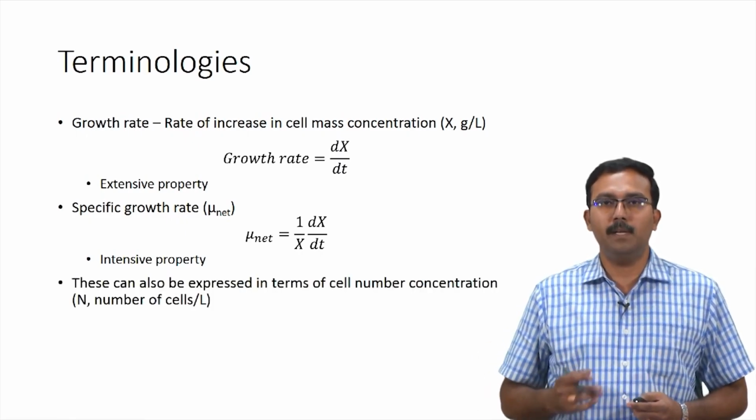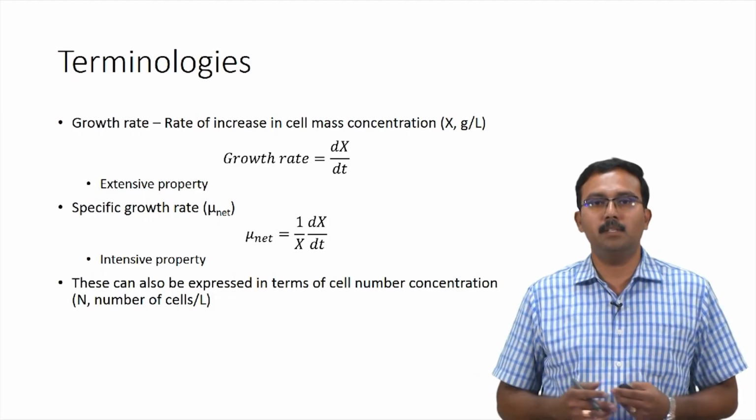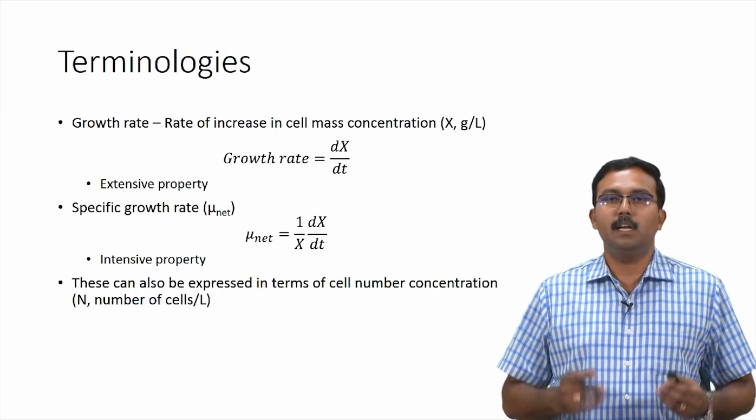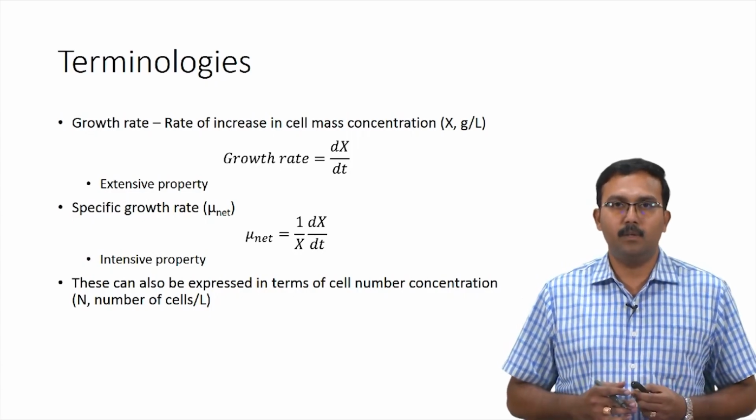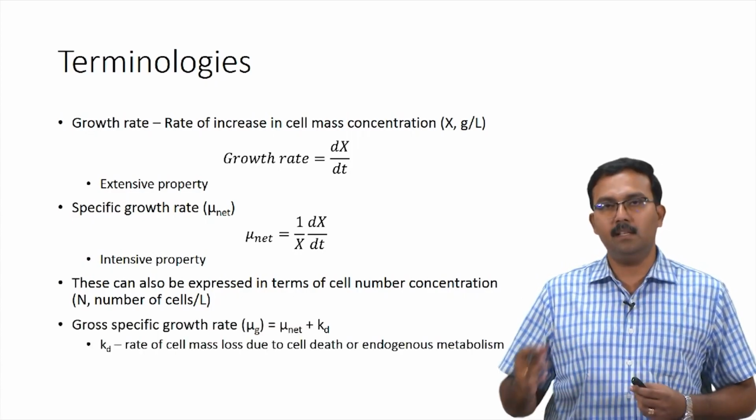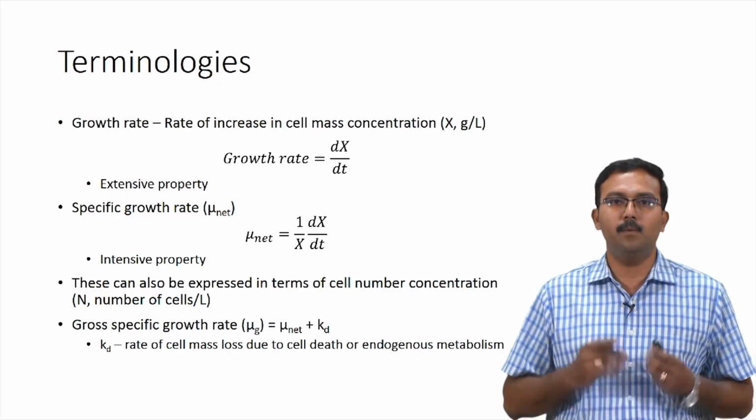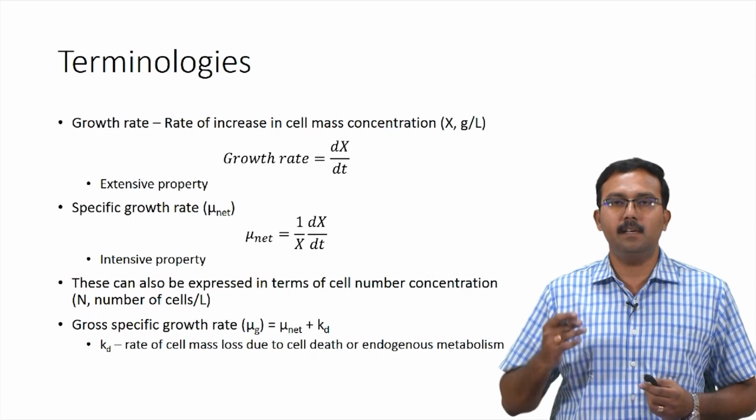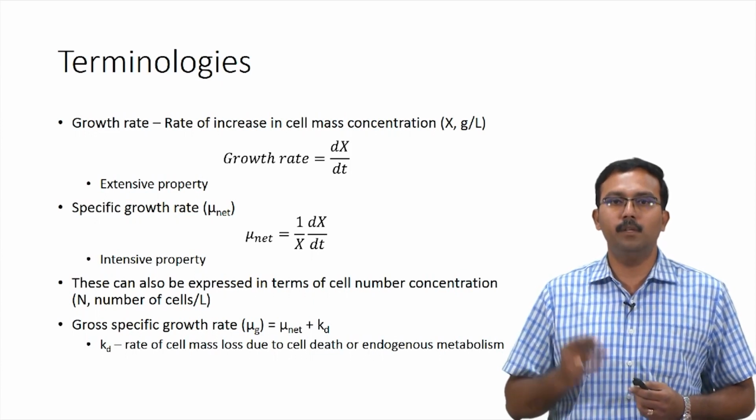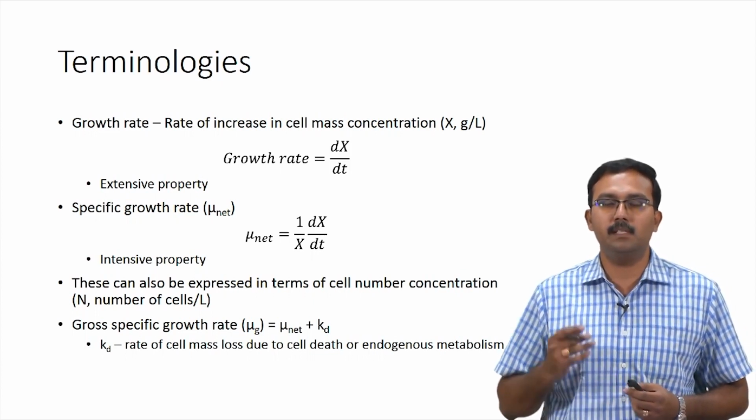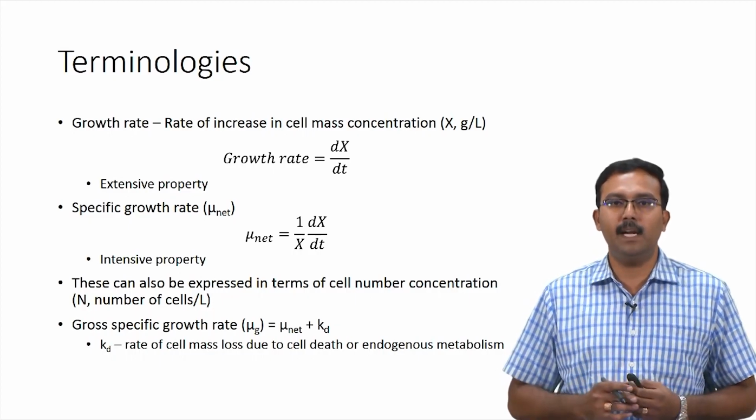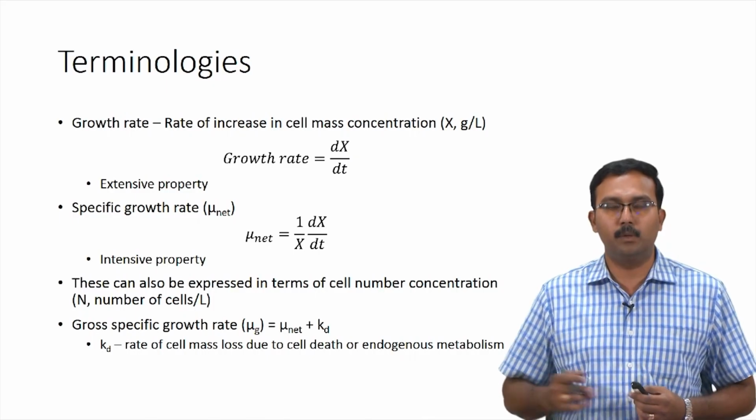These terms can also be represented in terms of cell number concentrations instead of cell mass concentrations. The specific growth rate which we look at here is the net specific growth rate. We should remember that there is another term called gross specific growth rate, which is the net specific growth rate plus Kd, where Kd is the rate of cell mass loss due to cell death or endogenous metabolism. So this, in addition to mu net, gives you the gross specific growth rate.